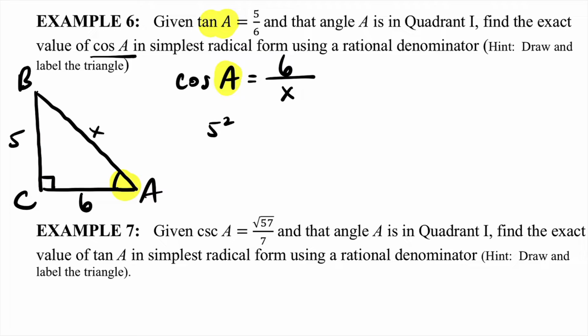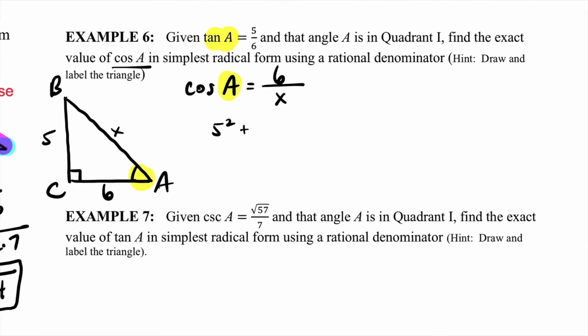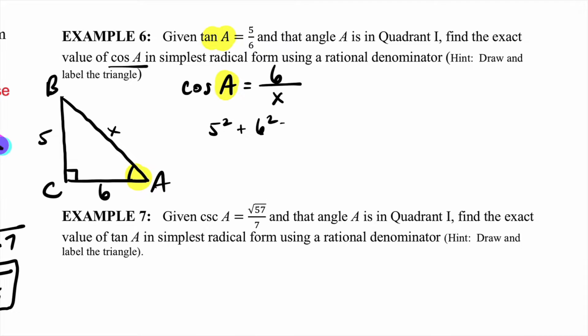Okay, so here we go. 5 squared plus 6 squared equals x squared. So 5 times 5 is 25, 6 times 6 is 36. If I add these two together, I get 61 equals x squared.